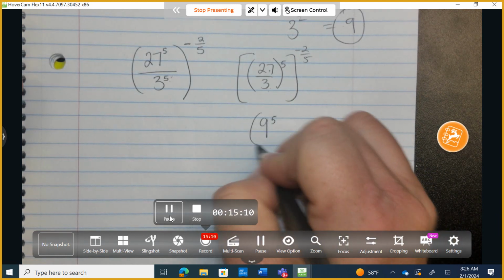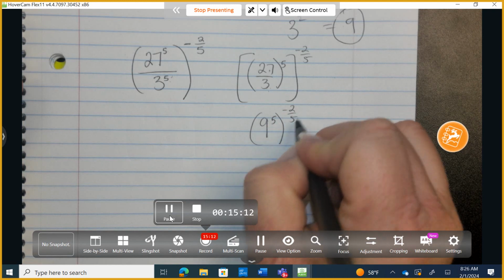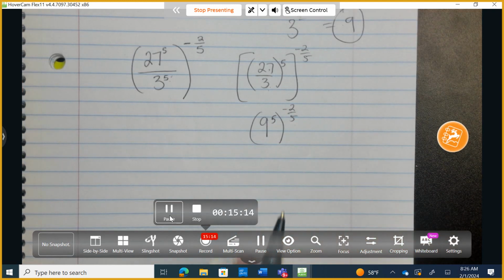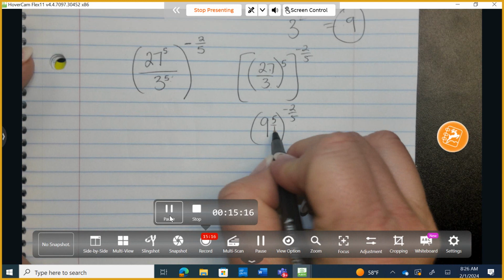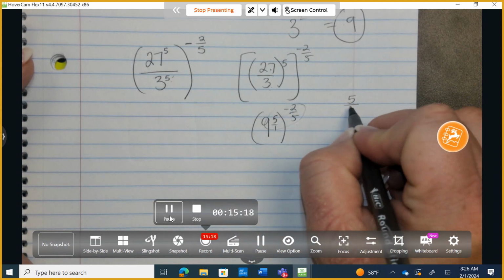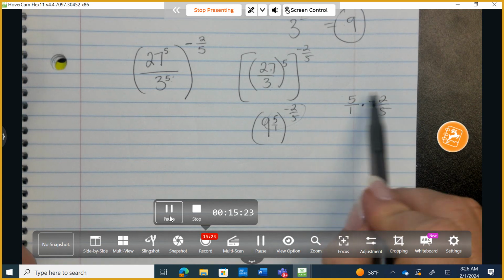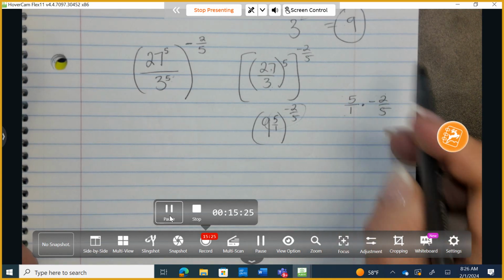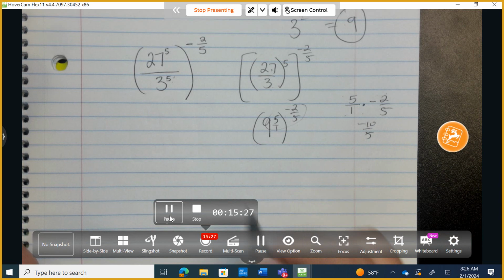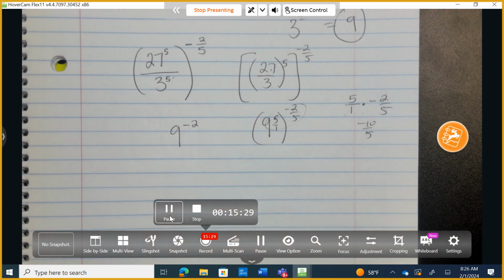And before I try to figure out what is 9 to the 5th, I recognize I have an exponent raised to a higher exponent. So I'm going to take these off to the side, 5, which is the same as 5 over 1, times negative 2/5. I end up with negative 10 over 5. Well, negative 10 over 5 reduces to a negative 2.